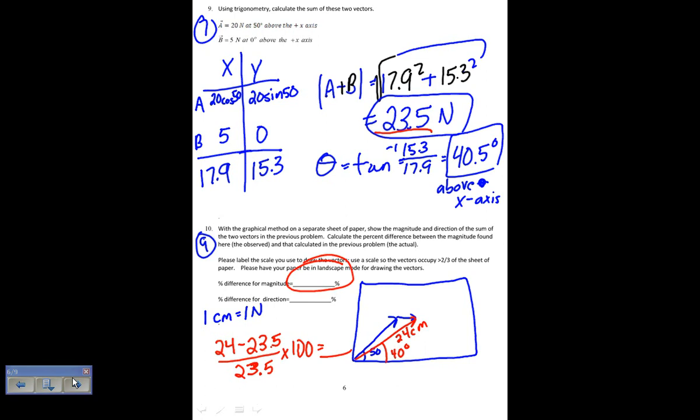People had very small values for the percent difference. It should be less than 10%. If you had more than 10%, you probably had a mistake somewhere.